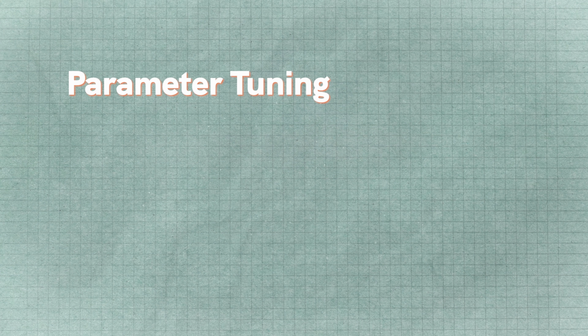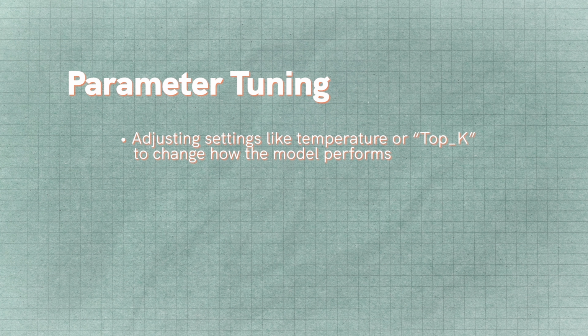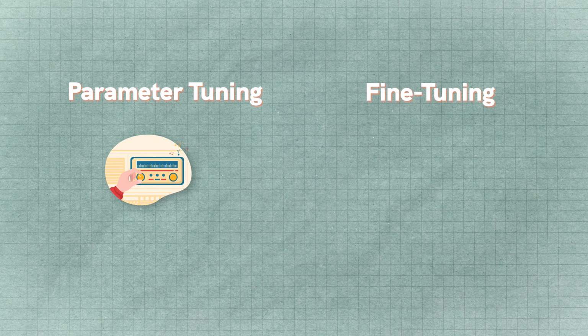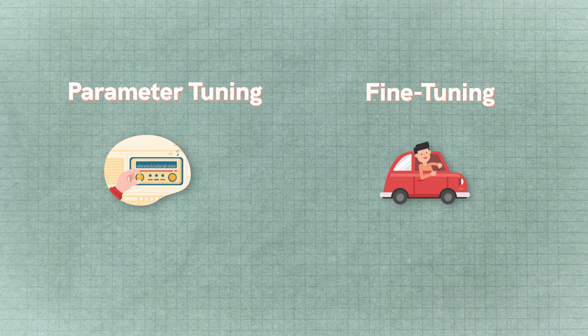Now this is completely different from parameter tuning, which is just adjusting settings like temperature or top K to change how the model performs. Parameter tuning is like adjusting your car's radio, whereas fine-tuning is like teaching your car to drive in a completely different neighborhood.